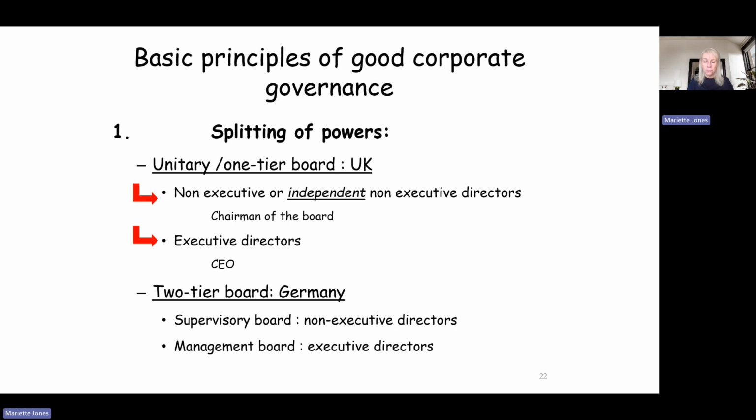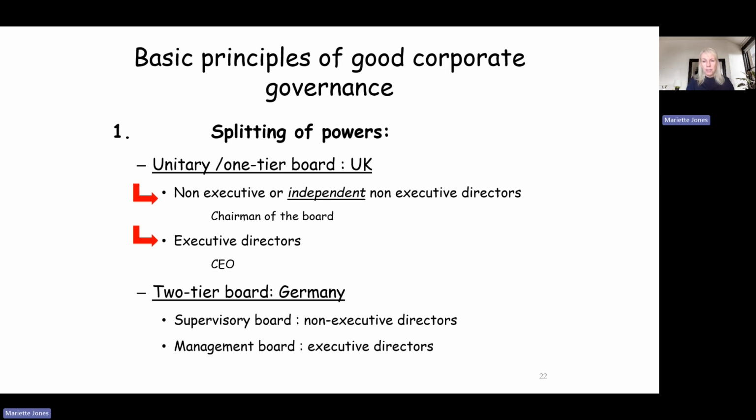The first principle of good corporate governance is the notion of executive oversight, which we find expressed in the splitting of powers between executive and non-executive directors. Executives run the company, whereas non-executive directors are supposed to oversee how the executives do their job. To facilitate this, different board structures exist.